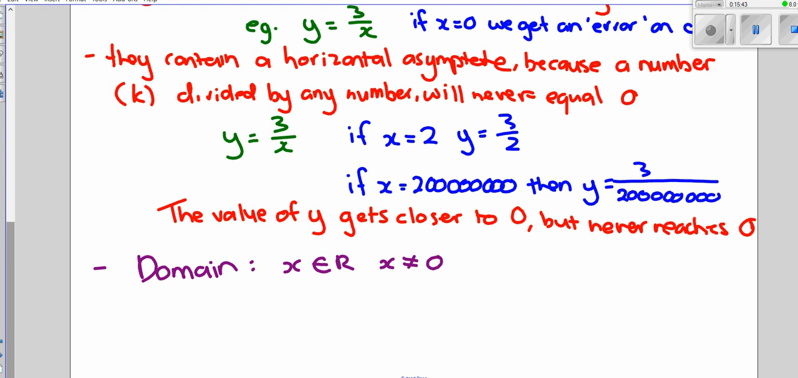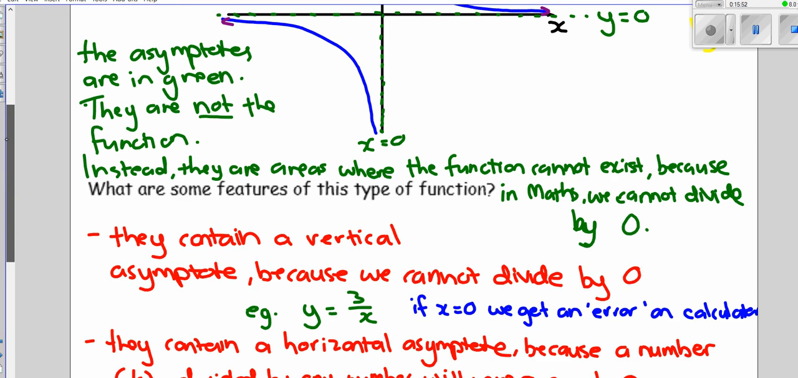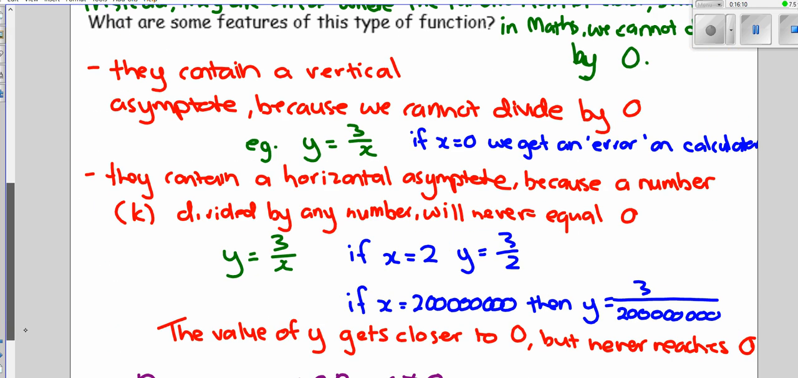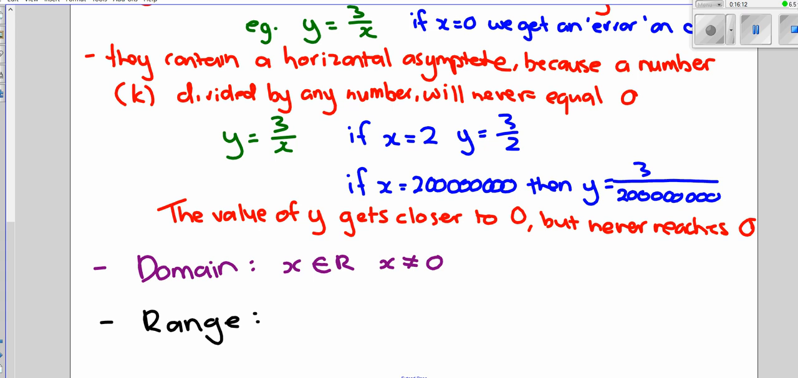Domain plus our range. Range, whoops. So range is kind of, where is it moving? Vertically. So it's going infinitely upwards this way, going infinitely downwards this way. But it can't equal any value where the horizontal asymptote is. So every real number for y except for 0, because of the horizontal asymptote. So y is an element of the reals, except y cannot equal 0.